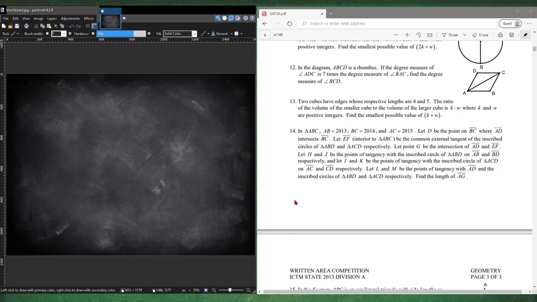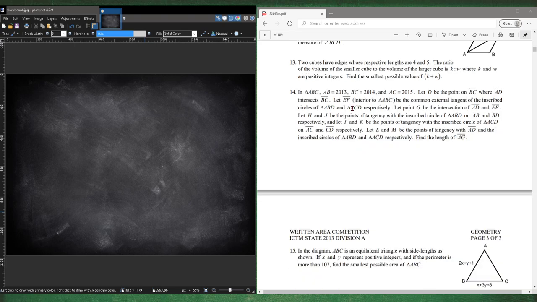Okay. Number 13. Two cubes have edges with their respective side lengths 4 and 5. So the ratio of the smaller to the larger is k to w. So if the side length is 4 to 5, the volume is just cube of that because a volume is just a side length cube. So you just cube, cube. So that's 64 to 125. Add them together, 189. And that's your answer. That's it. Okay. So a really basic question.